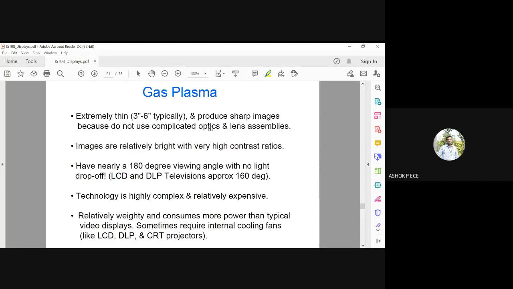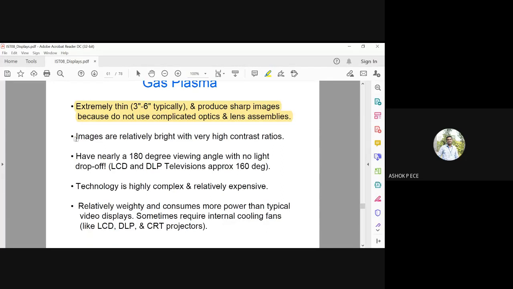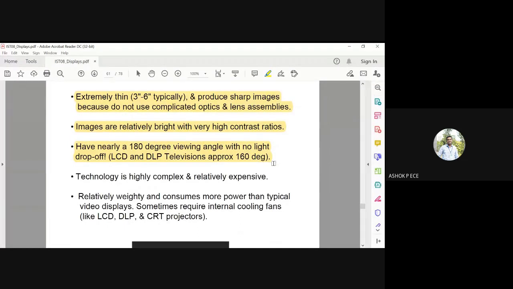The gas plasma display is picking up now because it is very thin, produces sharp images, and does not use complicated optics and lens assemblies. The construction is relatively simple. Images are very bright with high contrast ratios. We have nearly a 180-degree viewing angle with no light drop off. So even if you view at 180 degrees, you can clearly see the pictures or videos. But in LCD and DLP, that is only about 160 degrees. So this difference, an additional 20 degrees of viewability, is going to be provided.